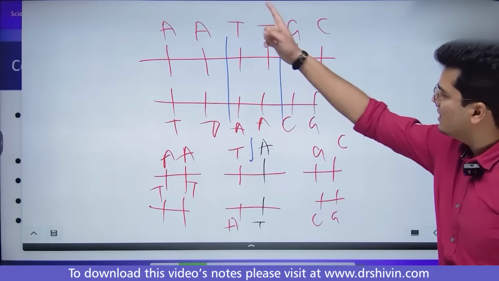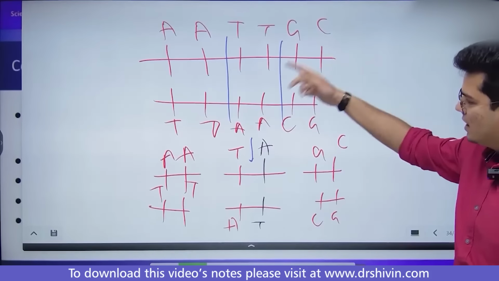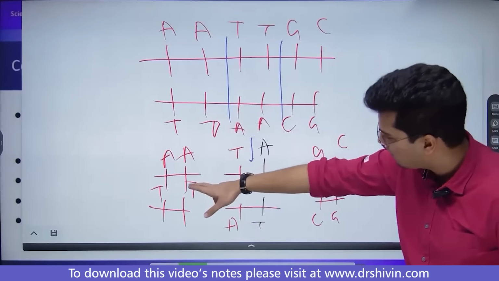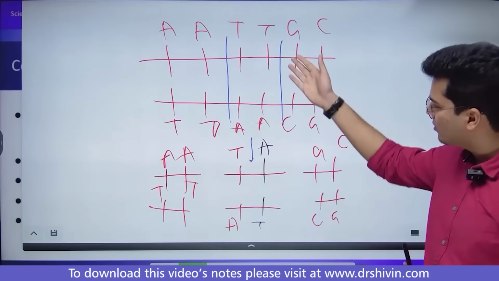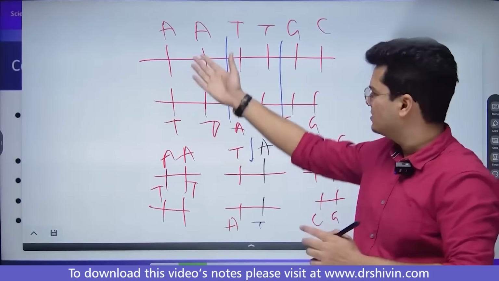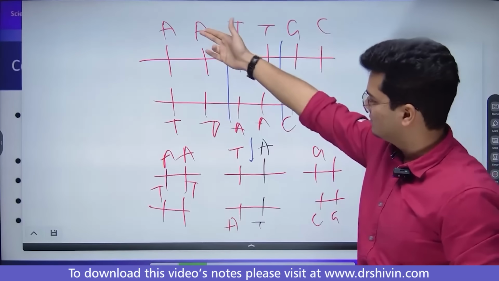Originally it was AATTGC and opposite it, its complement. Here, what has happened now? AATAGC. So some change happened, and this happens on a very large scale. I'm just showing 6 pairs here. This is like a base pair.